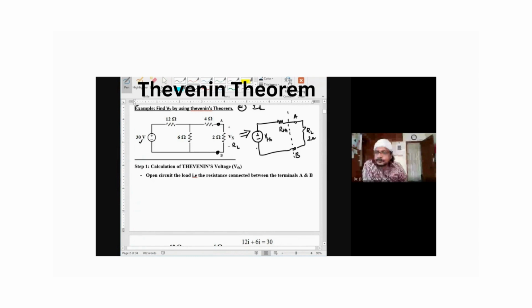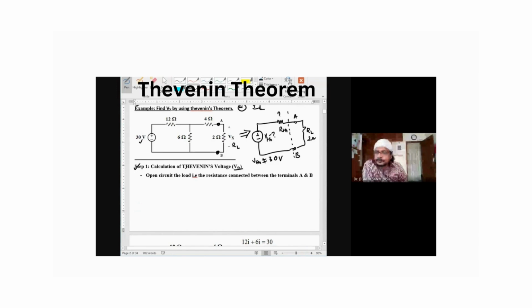Please listen carefully. This voltage and this voltage are not the same. VTH is not equal to 30 volt. Now, this RTH is going to be something different. Combination of these resistances only, we are going to find out RTH. We are going to find out VTH and RTH.